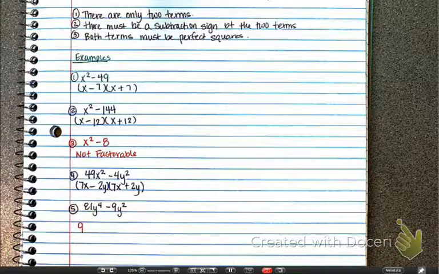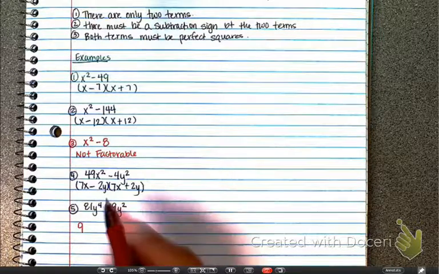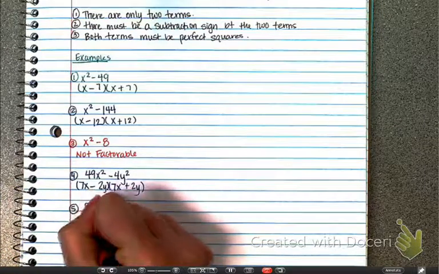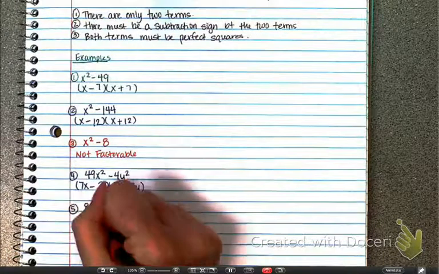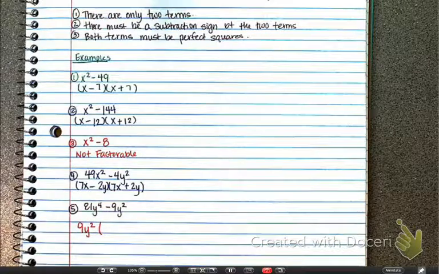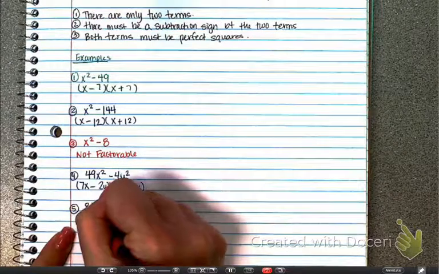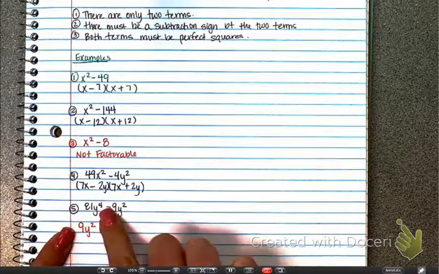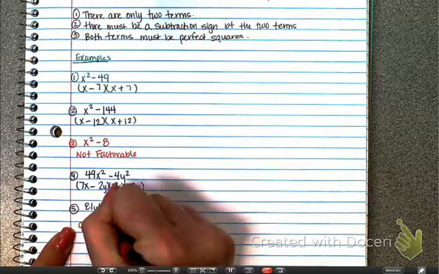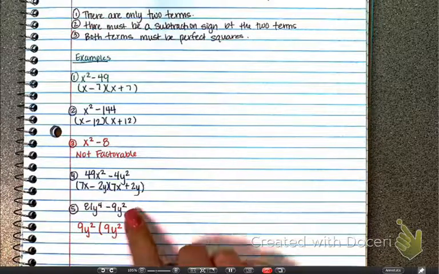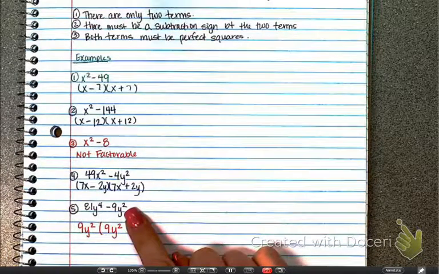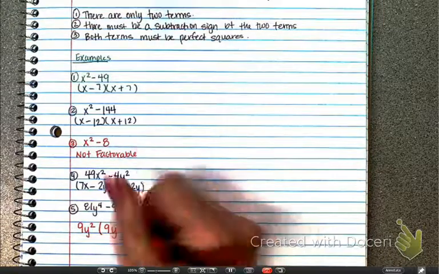Can I pull out any Y's? I can pull out 2 of them. I can pull out a 9y squared. That is the GCF. If I pull out a 9y squared, 81 divided by 9 is 9. I had 4 y's. I pulled out 2, so I'm left with 2. I pulled out all of this. What's left? Nothing. A 1.